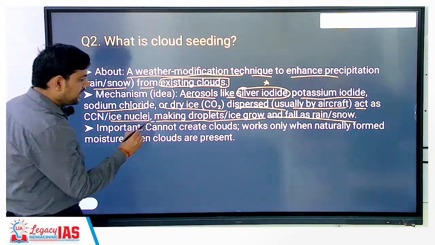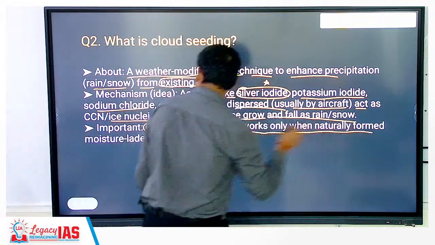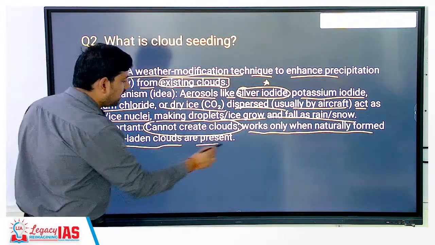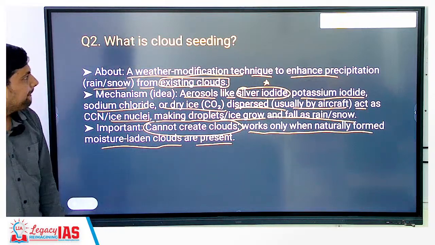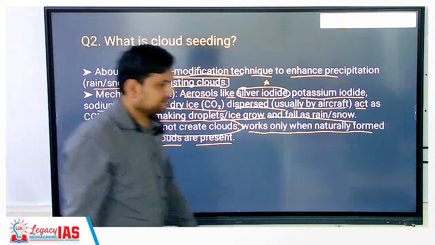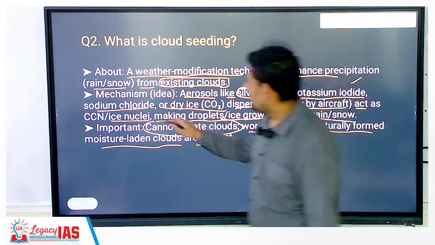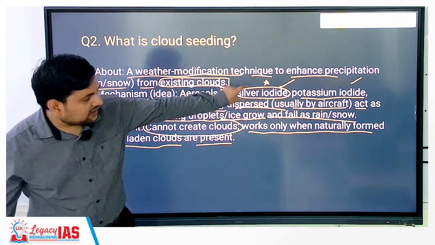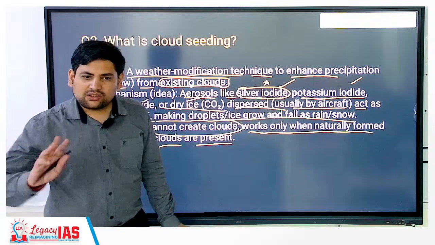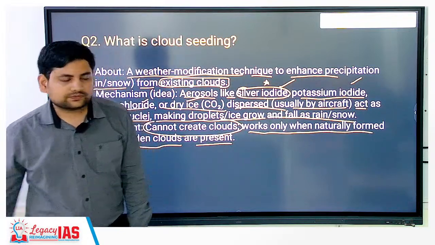Now, important: it cannot create clouds, of course. It works only when naturally formed, moisture-laden clouds are present. That's it. So this is cloud seeding. These compounds you can remember: silver iodide, potassium iodide, sodium chloride and dry ice. If they give you some other metal and iodide, that also you mark, most of the time it will be correct. Okay.